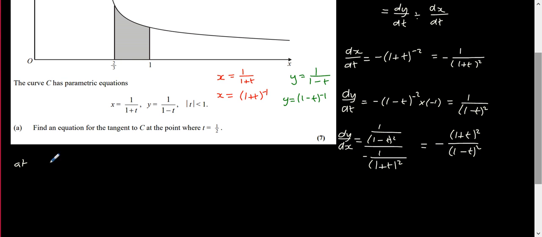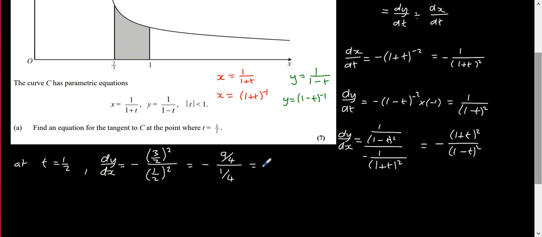So we've got our dy by dx, and then we just want to work out what the value of the gradient is at that point. So at t equals 1/2, dy by dx is going to be equal to, let's substitute a half into here. So we've got minus 3 over 2 squared divided by 1 minus a half, so we've got a half squared, which is minus 9 over 4 divided by 1 over 4, which is minus 9.